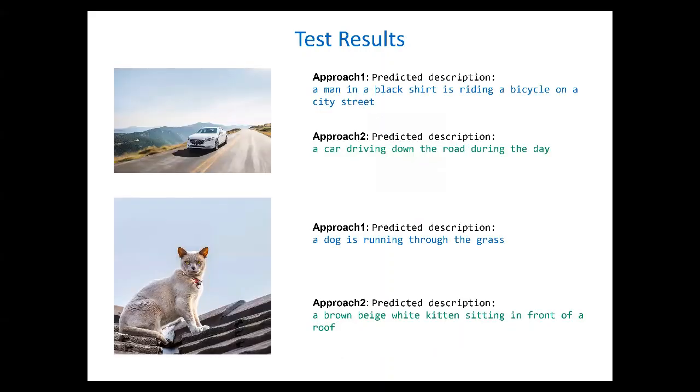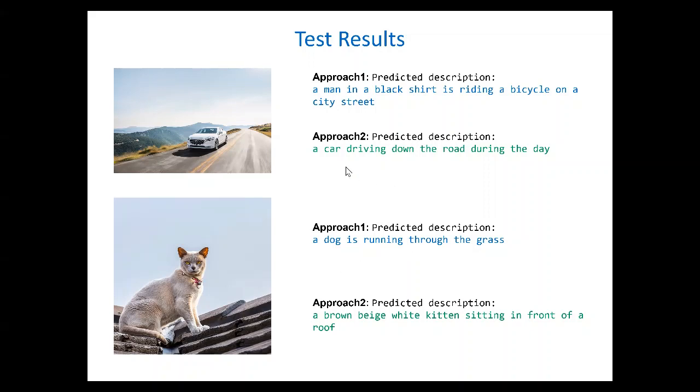These are images which are not part of the database provided. I just selected two images from outside to see what kind of output I'm getting. With approach 1, you can see it's totally off the mark, right? It says "man in black shirt is riding bicycle on a city street," which is not at all true. It looks like a street, but it's actually a road. And second, "dog is running through the grass." There is no dog, no grass, although the cat is quite big and looks like a dog. So approach 1 was not on the mark.